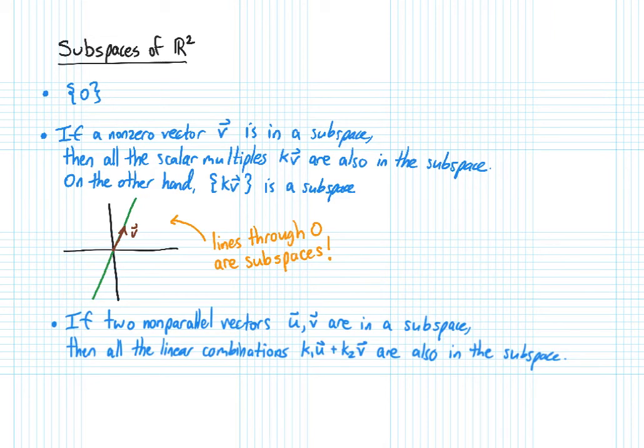So in this case, all of the linear combinations of those 2 vectors must also be in the subspace. This is because scalar multiples of each vector have to be in the subspace, and then sums of those scalar multiples also have to be in the subspace. And so you can get any linear combination. But then on the other hand, the set of all linear combinations of u and v is a subspace. It's the span of u and v.